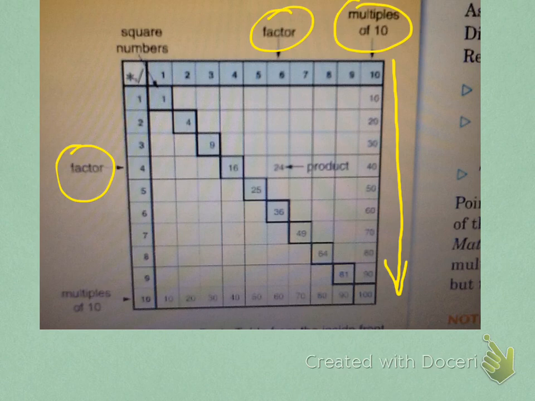The other thing I wanted to talk about was square numbers. And I'll give you the definition on the next slide, but a square number is basically when we multiply a number by itself. For example, 1 times 1 is going to give me 1. 2 times 2 is 4. So 4 is a square number. 9 is a square number because the way that I get that product is multiplying the same digit times itself. Okay?